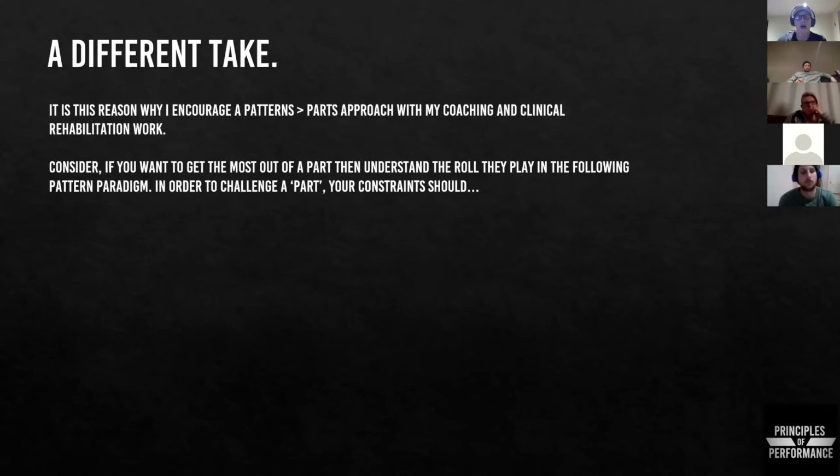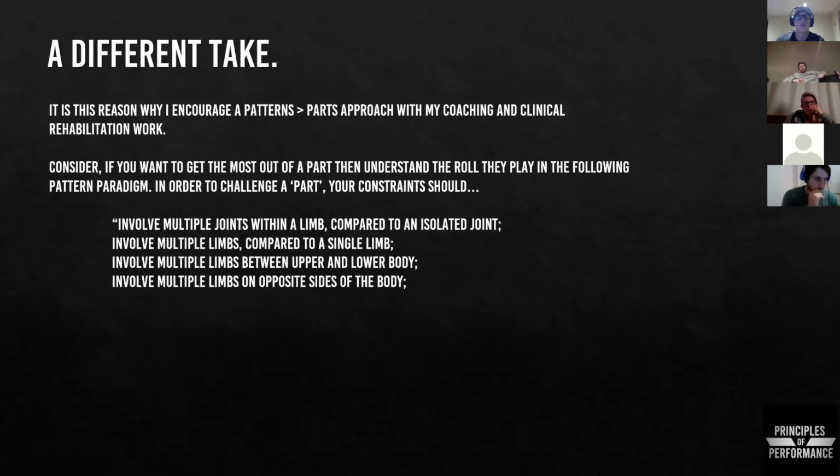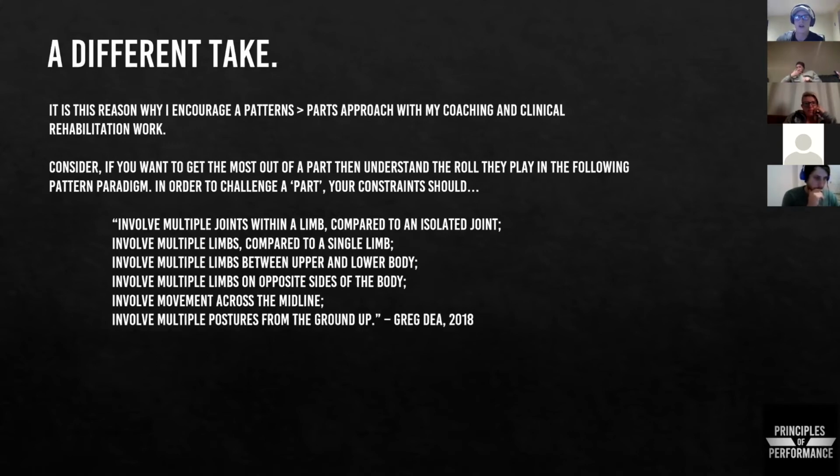In order to challenge a part, your constraints should involve multiple joints within a limb compared to an isolated joint. Your constraints should involve multiple limbs compared to a single limb, involve multiple limbs between upper and lower body, involve multiple limbs on opposite sides of the body, involve movement across the midline, involve multiple postures from the ground up. All of these we get to explore in the next module, but just understand that in order to adopt this patterns over parts approach, we need to understand that no part ever works in isolation, ever. I challenge you to find a part that works in isolation.